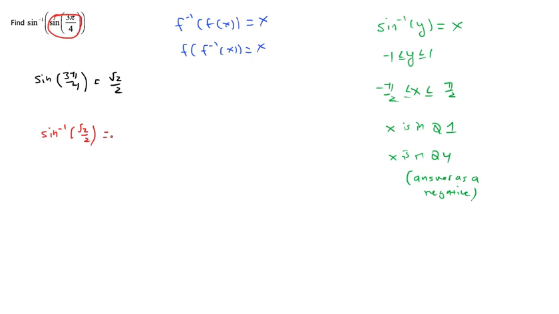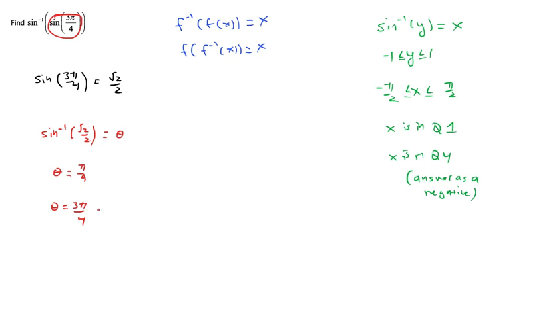And we know that there are two places. We know that the sine of pi over 4 is equal to rad 2 over 2, and also the sine of 3 pi over 4 is equal to rad 2 over 2. So does that mean we give two answers here? We can't, because then it won't be a function. So we can only give one of these answers.